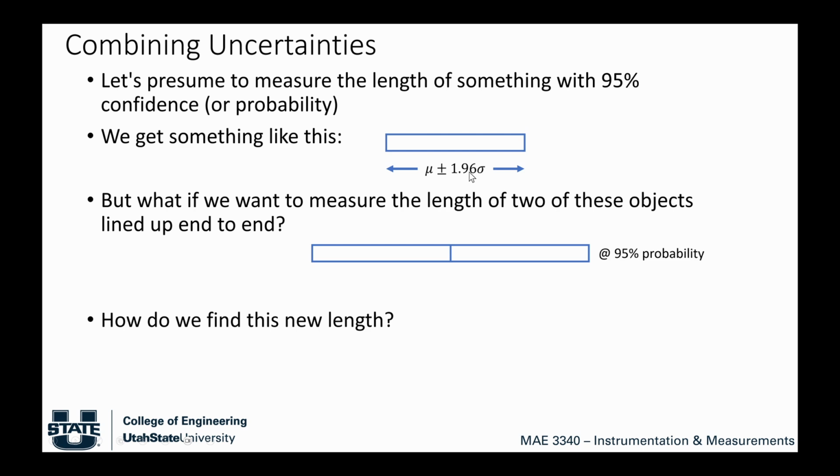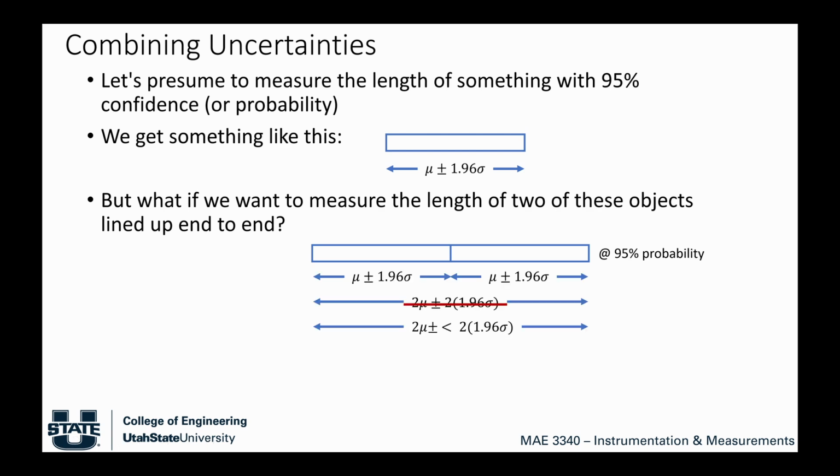So what if we wanted to measure the length of two objects? Maybe we have a bin full of this type of object and a bin full of this type of object, and we want to measure the overall length. Can we just take 2 times mu plus or minus 2 times our 1.96 sigma? No, we can't, because it's going to be something a little bit lower than our 1.96 sigma times our 2, because we have 2 samples in here.